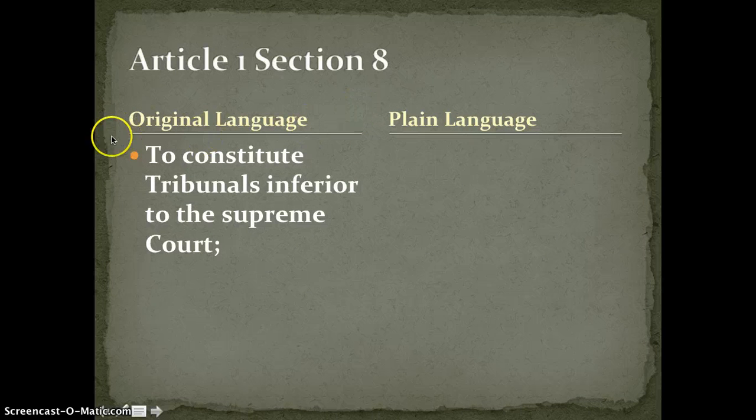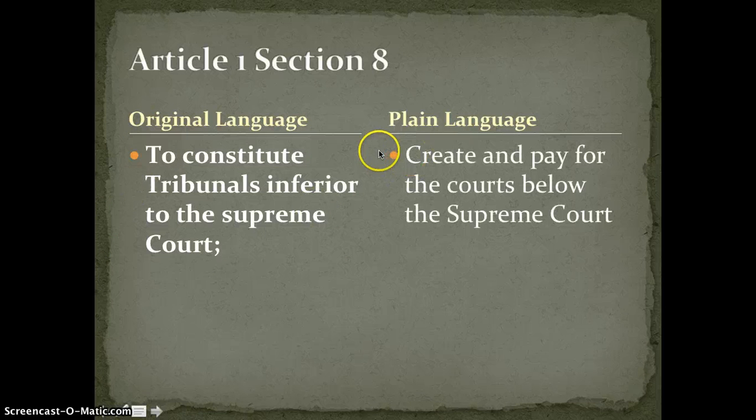This is another big one, that's why it's in bold. Congress constitutes tribunals inferior to the Supreme Court. What that means is they create and pay for the courts below the Supreme Court. All the courts below the Supreme Court don't have to exist. Congress is allowing them to exist. They're the ones who created those courts. They're the ones who pay the judges. Which means if they don't want to pay the judges anymore, once they retire, they could close that court down.